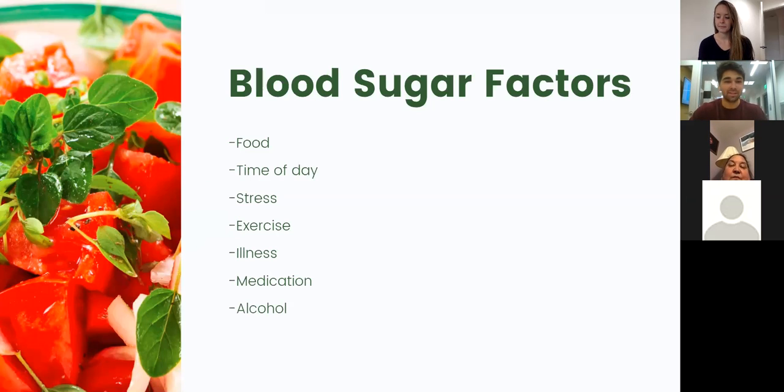Alrighty. So some of the things that could affect your blood sugar, most obviously, is the food that we eat. All the sugar in our blood comes from the food that we're eating. You are what you eat, including your blood sugar. So that one's pretty obvious.